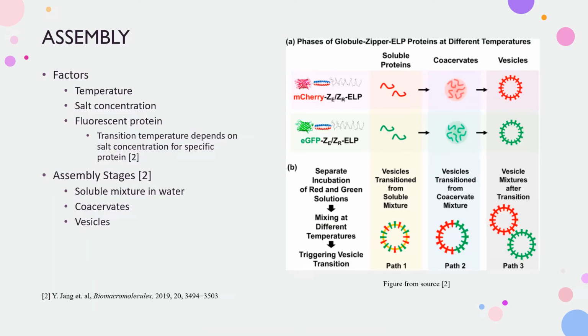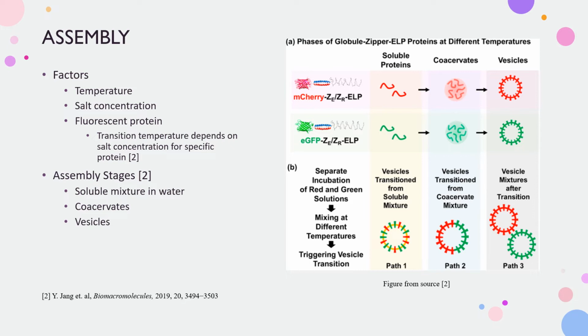So overall, what is part of the assembly process? Some of the factors that do influence the assembly include the temperature, salt concentration, and the type of fluorescent protein used, because based on the fluorescent protein, you might need more salt in order to push it past the transition temperature at which it will form vesicles.